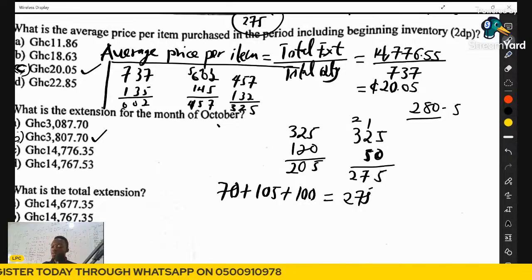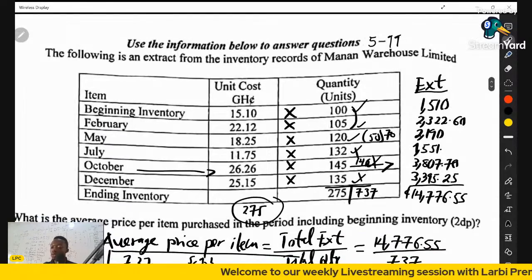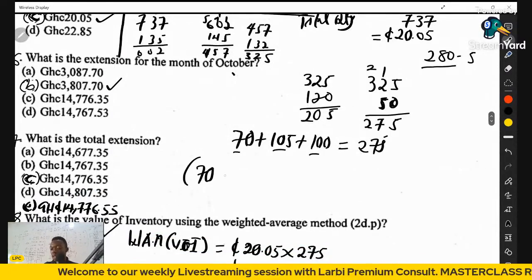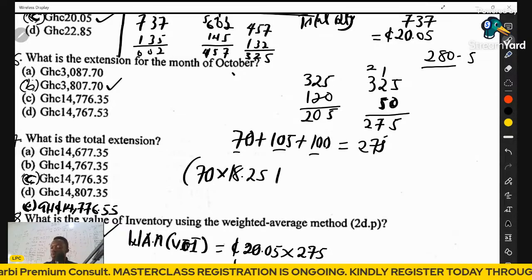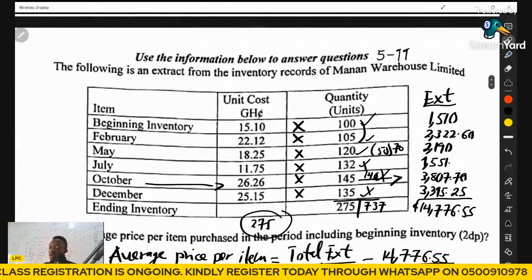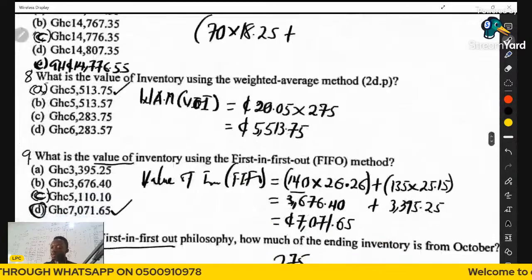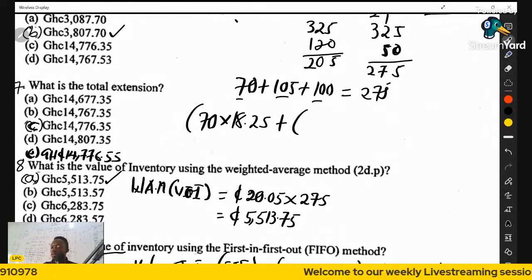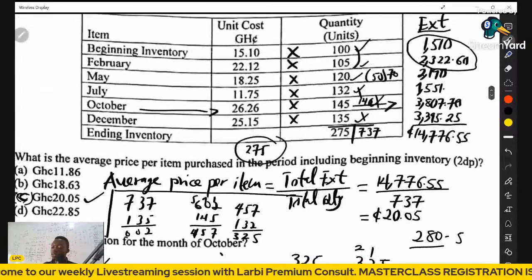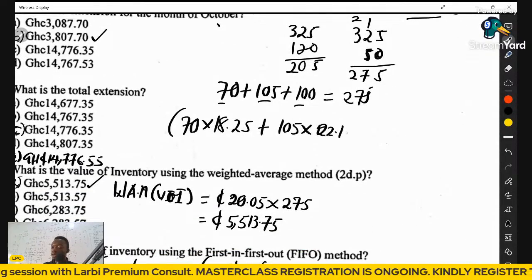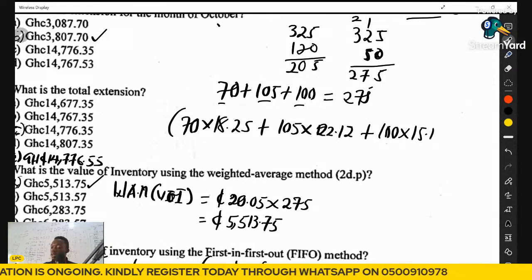Once you have gotten this, you find the value of each of these inventory lines. For the 70, the unit price was 18.25. So we say that we have 70 multiplying 18.25. That is from May, isn't it? And then move on to February. For the February one, we have the extension already here, the circled one. So here it should be 105 multiplying 22.12. Then plus we have 100 multiplying 15.10. I think that is all.